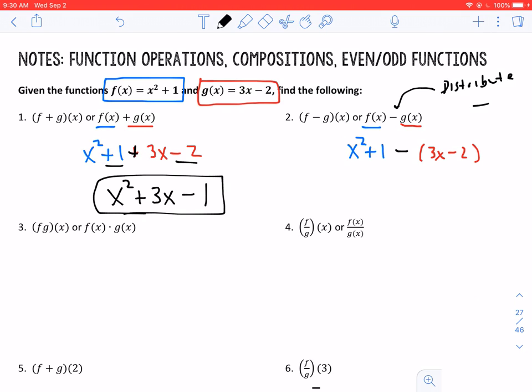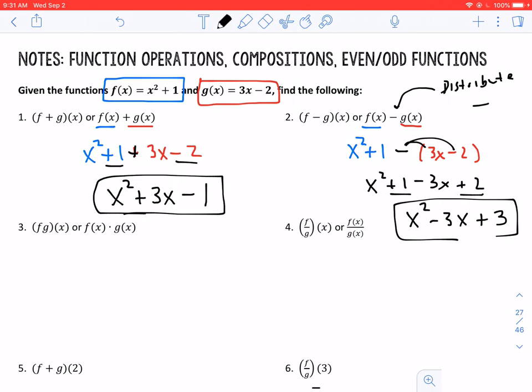Okay, so let's look at this. So we have x squared plus 1 minus g of x, minus 3x minus 2. So when we simplify, we get x squared plus 1 minus 3x plus 2. Combining like terms, x squared minus 3x plus 3 when I add the 1 and the 2. Awesome. Moving right along.